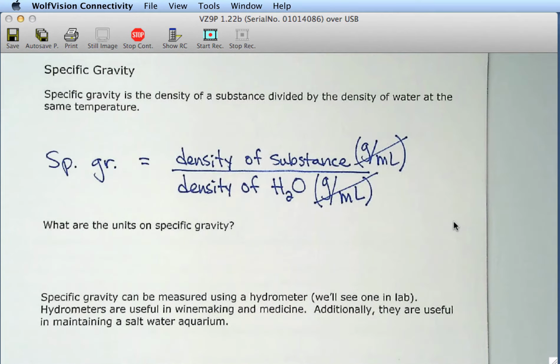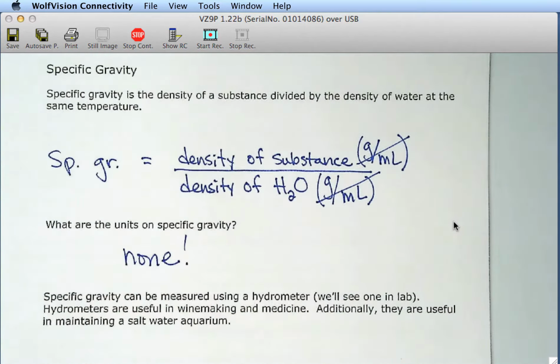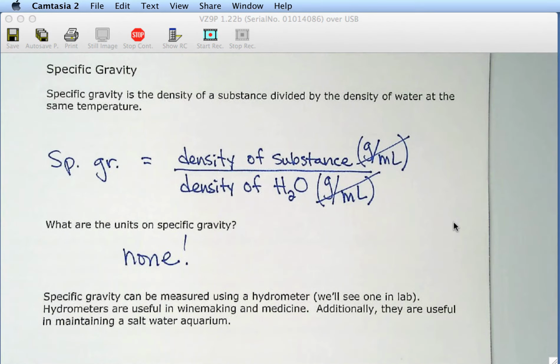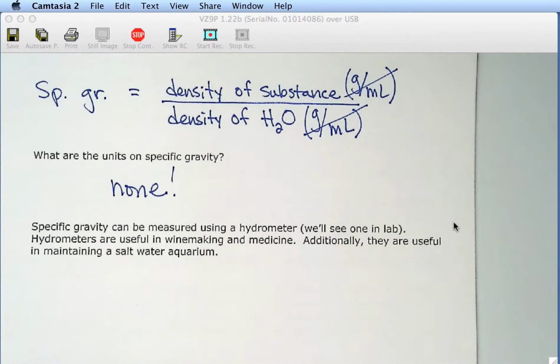So what are the units on specific gravity? There are none. So this is, like I said in lab, one case where I will not take off points if you don't have units on your specific gravity. If you do have units on specific gravity, then I'll take off points. So you've just got to be making sure of what you're doing. Remember that we looked at a hydrometer in lab to measure the specific gravity. They're used, like I said, in winemaking, medicine, saltwater aquariums, making your beer.